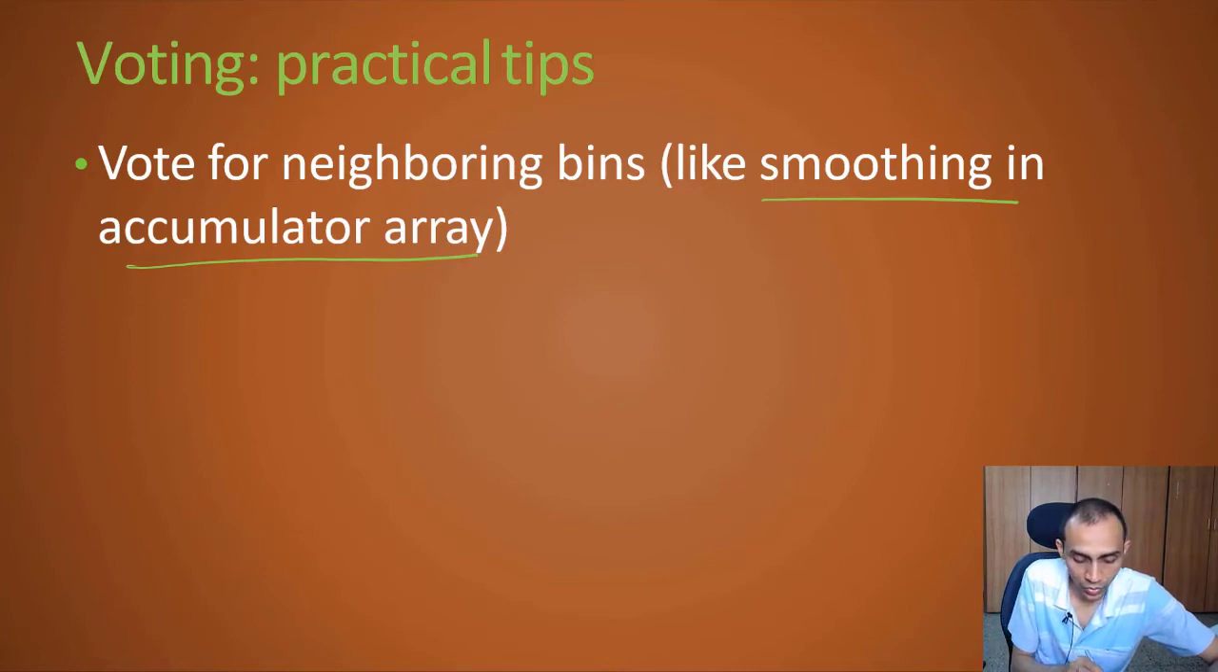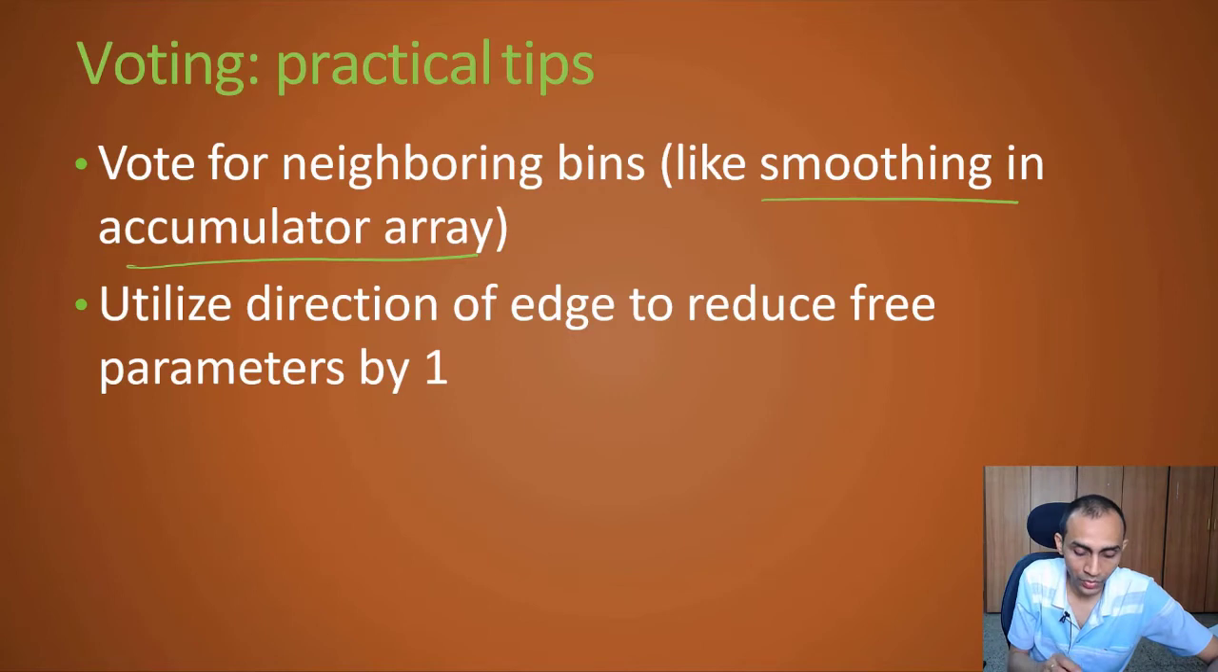And this we have also seen: if you utilize the edge direction, sometimes we are able to reduce the number of parameters by one, or reduce one loop, or improve your accuracy. So always use the edge directions to improve your result when you are using Hough transform.